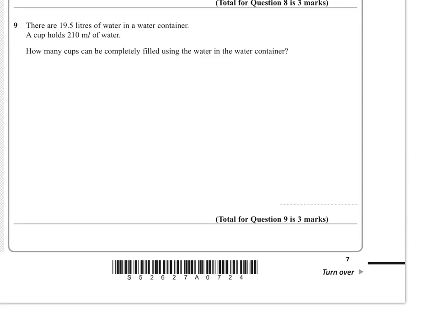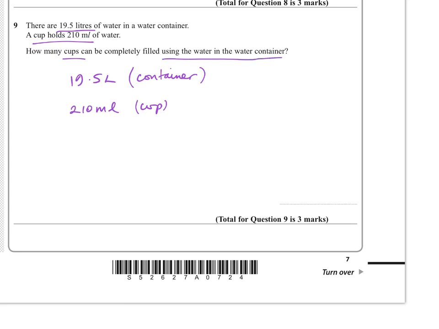Question 9. There are 19.5 litres of water in a container and a cup holds 210 millilitres, and we've got to work out how many cups can be completely filled using the water in the water container, and that's allowing for no spillage at all.